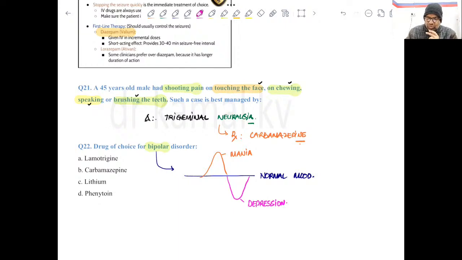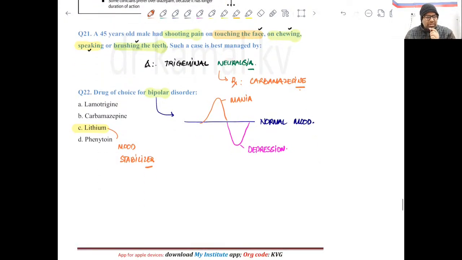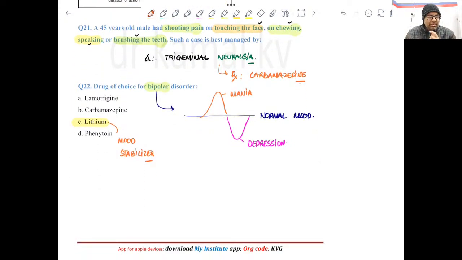Bi means two, polar means ends. So sometimes the mood is elevated, sometimes the mood is depressed, and for stabilizing the mood, we prefer lithium. Clear? So lithium is the mood stabilizer. Fine. Now we discussed that lithium. Yes, Bhavnesh. Yes, PUBG. Both of you are correct.